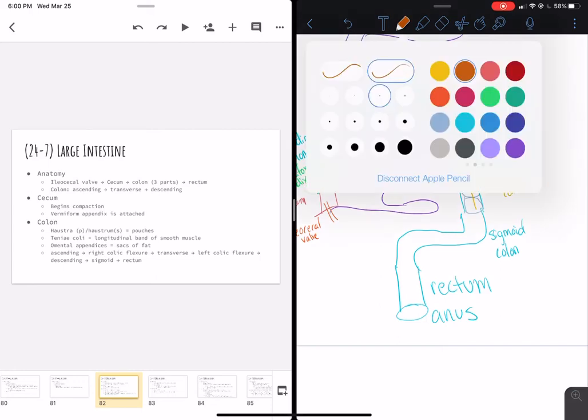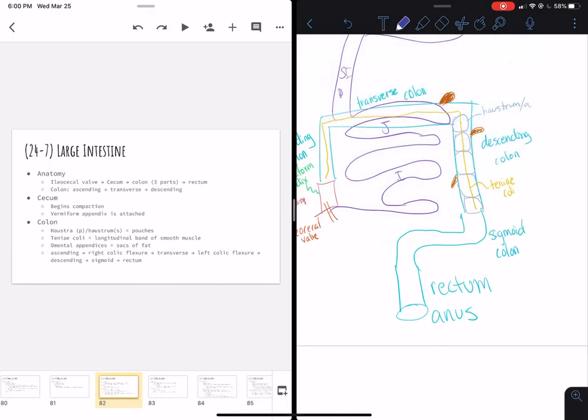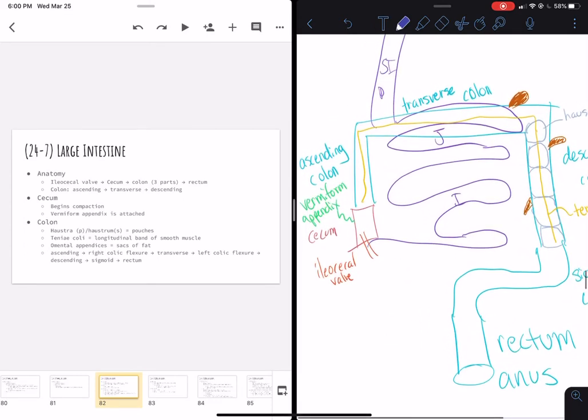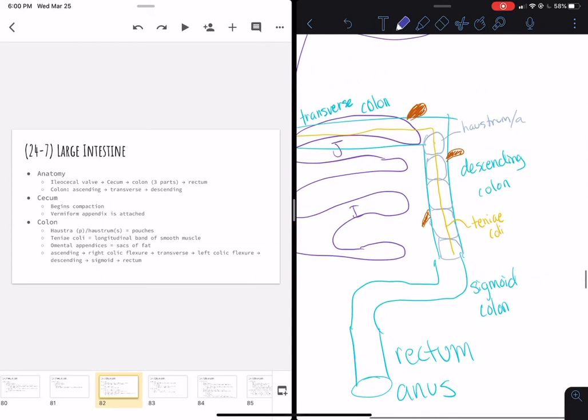Then we have names for each of the bends that we have of the large intestine. So we have the right colic flexure, then we have the left colic flexure. Since this is the right side of the body, this is going to be our right colic flexure, flexure just meaning turn, and then here we're going to have our left colic flexure. Nothing too special there with naming.